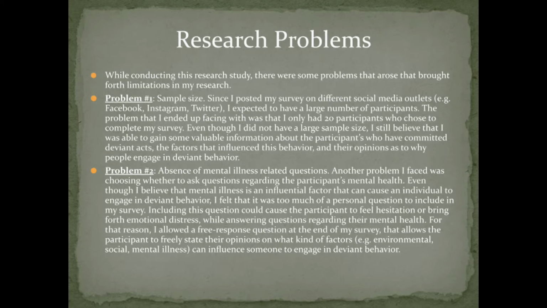Problem number 2 was an absence of mental illness-related questions. Another problem I faced was choosing whether to ask questions regarding the participants' mental health. Even though I believe that mental illness is an influential factor that can cause an individual to engage in deviant behavior, I felt that it was too much of a personal question to include in my survey. Including this question could cause the participant to feel hesitation or bring forth emotional distress while answering questions regarding their mental health. For that reason, I included a free response question at the end of my survey that allows the participant to freely state their opinions on what kind of factors, for example, environmental, social, and mental illness, can influence someone to engage in deviant behavior.